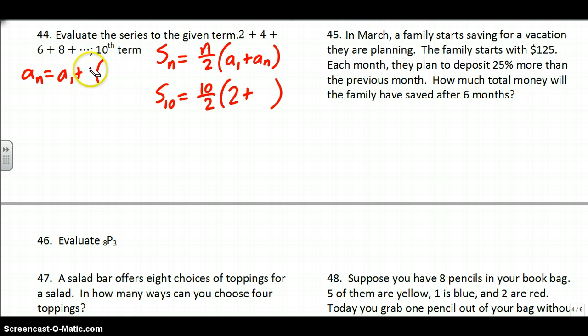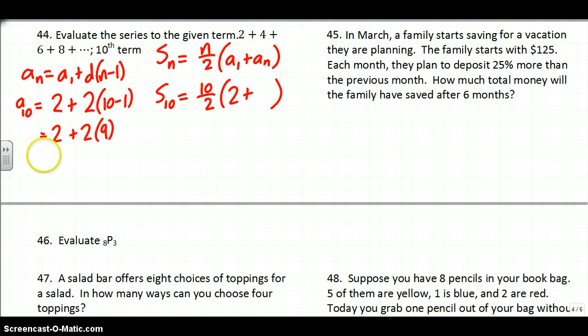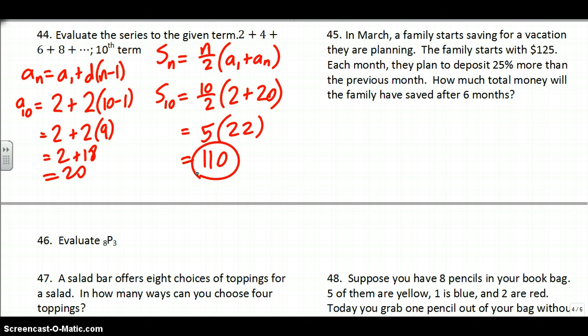It's d times n minus 1. I want the 10th term, right? So I take the first term plus the common difference, which is 2, because we're adding 2 every time. So you do 2 plus 2 times 9. So that'll be 2 plus 18, which is 20. So 20 is the last term, okay? Anyway, you get 5 times 22, so it'll be 110. That's the sum, okay?